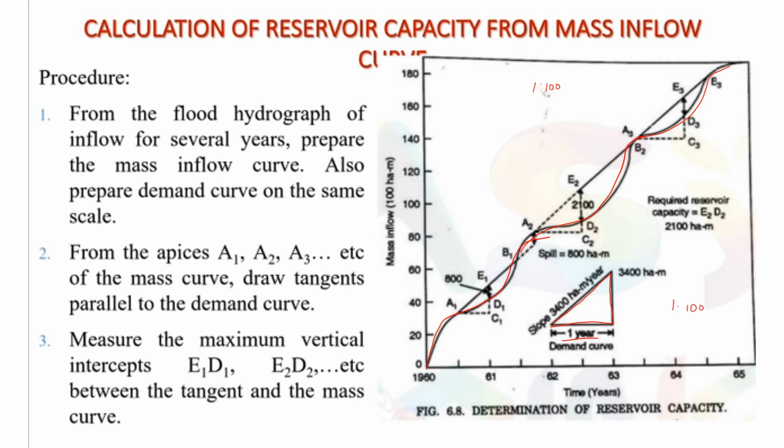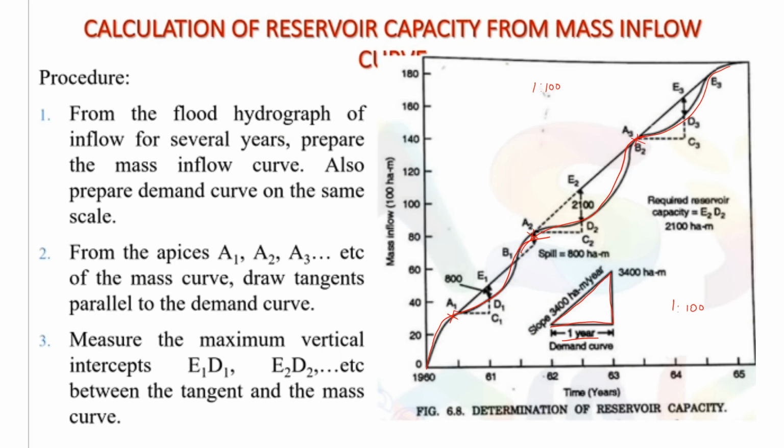After drawing these two curves, we need to mark apex points on the mass inflow curve. Apex points, as you know, are the maximum values or peak points in the mass inflow curve. Here we can see this is one of the apex points, A1, A2 is an apex point, and A3 is an apex point. So here there are 3 apex points.